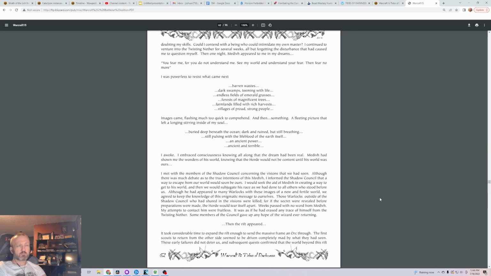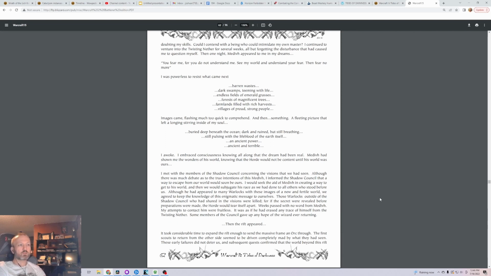I was powerless to resist what came next. Barren wastes, dark swamps teeming with life, endless fields of emerald grasses, forests of magnificent trees, farmlands filled with rich harvests, villages of proud, strong people. Images came flashing much too quick to comprehend, and then something, a fleeting picture that left a long stirring inside of my soul. Buried deep beneath the ocean, dark and ruined, but still breathing, still pulsing with the lifeblood of the earth itself, an ancient power, ancient and terrible. I awoke. I embraced consciousness, knowing all along that the dream had been real.